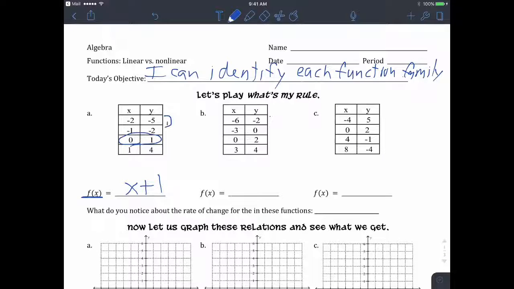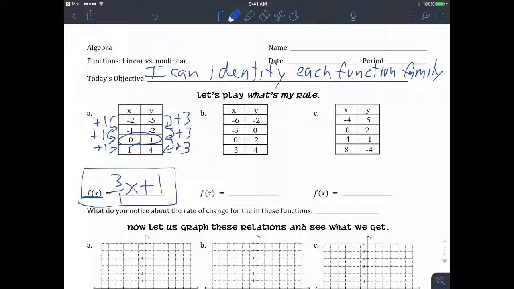So you can see that the change in the y is adding 3 each time. And then if you look on the other side, the change in x is adding 1 each time. So the number that goes out in front of x is the change in y divided by the change in x, which in this case is 3 over 1. All right, so this right here is the rule for A. Now go ahead and do B and C on your own, and then we'll go over it.